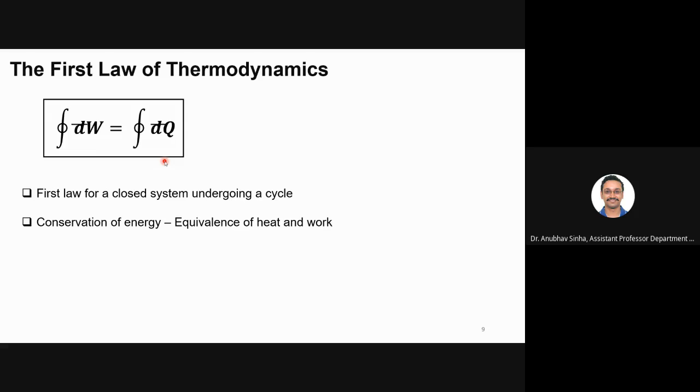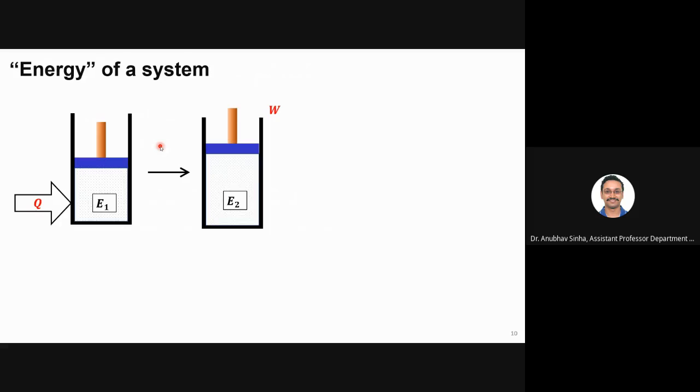So this can be termed as the first law for a closed system undergoing a cycle. And basically, this is conservation of energy. It says how much work you have supplied to the system, the same amount of heat you have to remove from the system to go back to the initial state. That's all. Now we'll talk about internal energy.